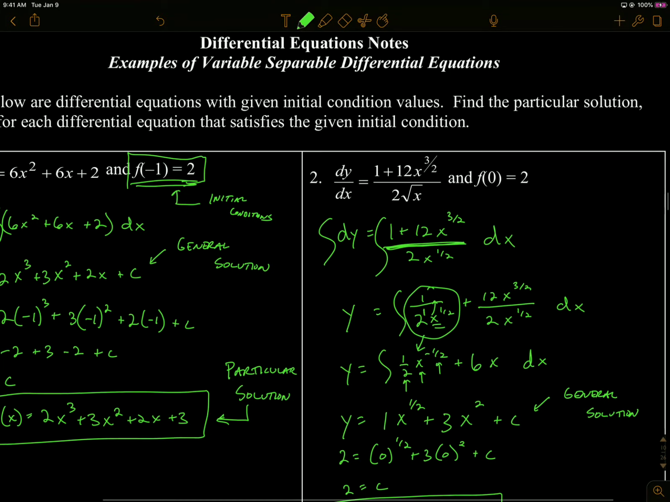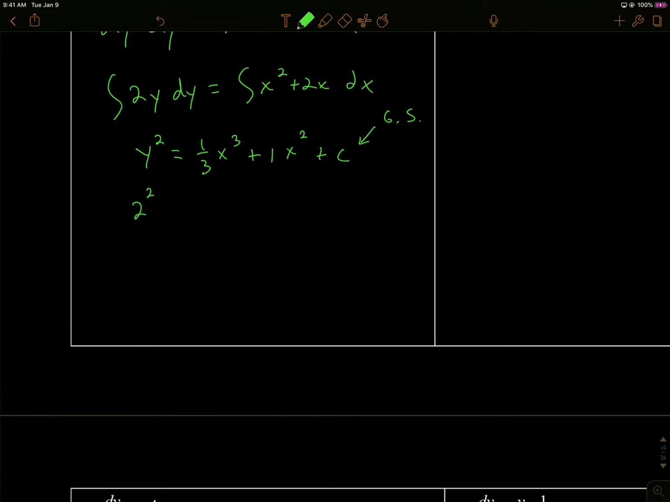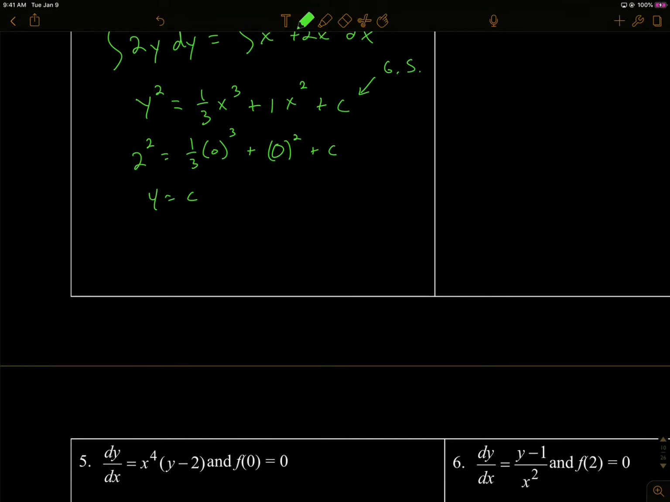So I'm going to then find my initial conditions, which are 0, 2 again. If I plug in 2 for y and 0 for x, I end up getting c equals 4. So then my final solution is y squared equals 1/3 x cubed plus x squared plus 4. And we want it in terms of y equals.